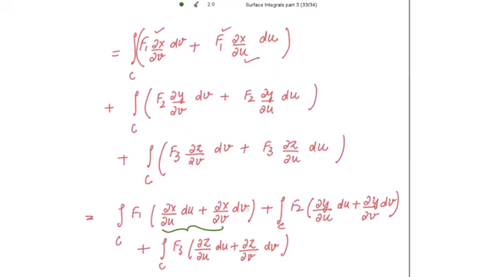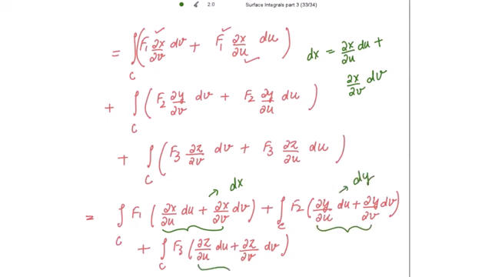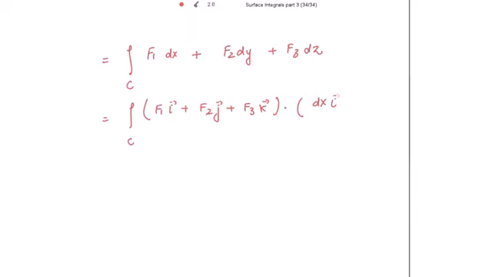So we need to recall that dx can be written as ∂x/∂u du plus ∂x/∂v dv. So the term in this bracket is dx. Similarly, the term in this bracket becomes dy and the term in this bracket becomes dz. This is the result I have used over here. So this is the line integral over C, writing f1 dx plus f2 dy plus f3 dz. And we can write this as the product of f1 i vector plus f2 j vector plus f3 k vector, taking its dot product with dx i vector plus dy j vector plus dz k vector.